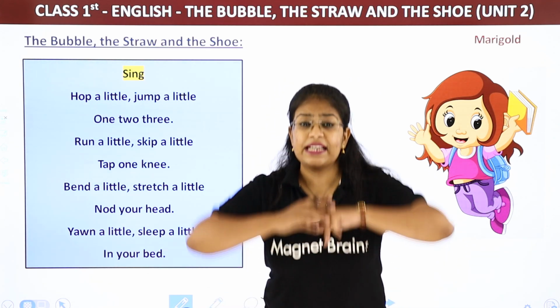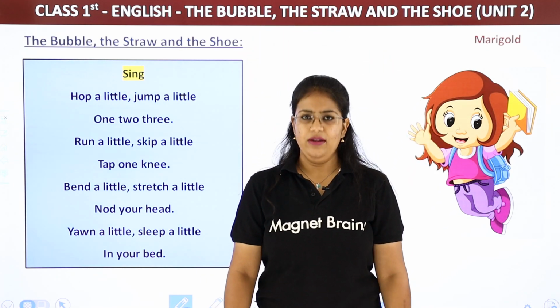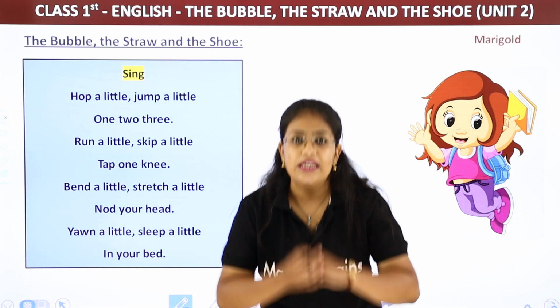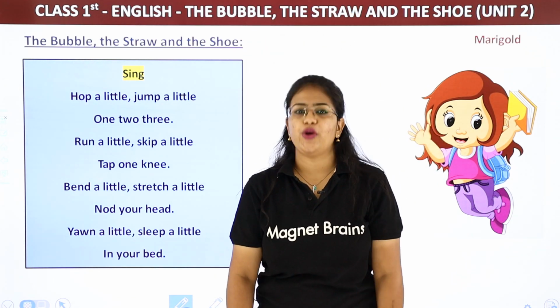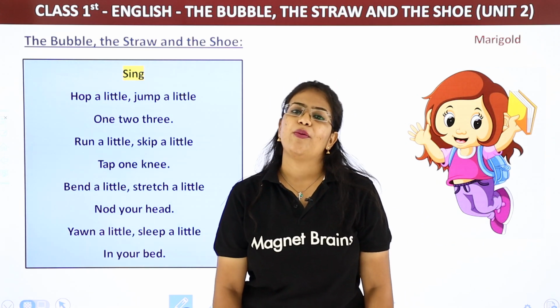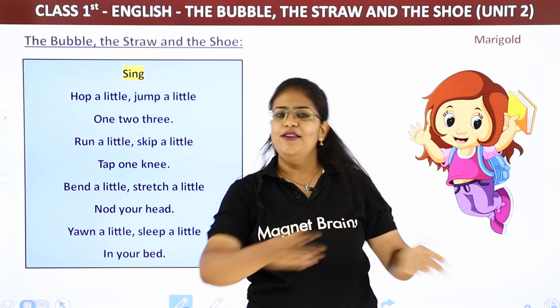Bend a little, stretch a little, nod your head. What is nodding? This is nodding. ठीक है? Bend a little, stretch a little, nod your head. Yawn a little, sleep a little in your bed.